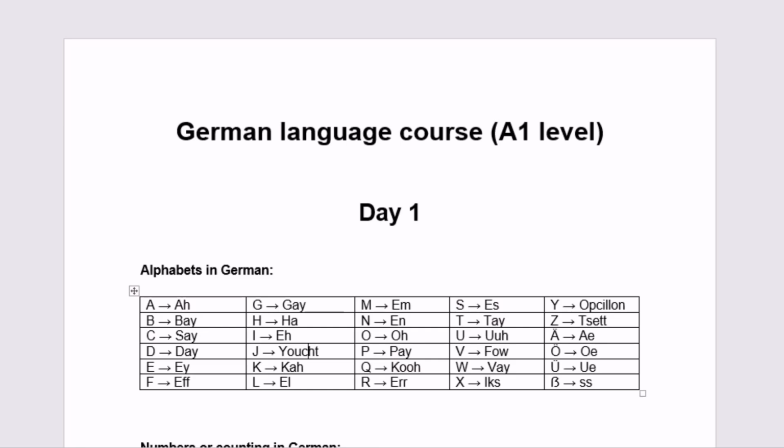G, gay. H, ha. I, a. J, yacht. As you can see, J's pronunciation is completely different from the others, and it's yacht. It sounds like yacht. Okay, after that we have K, L, M, N, O, P.